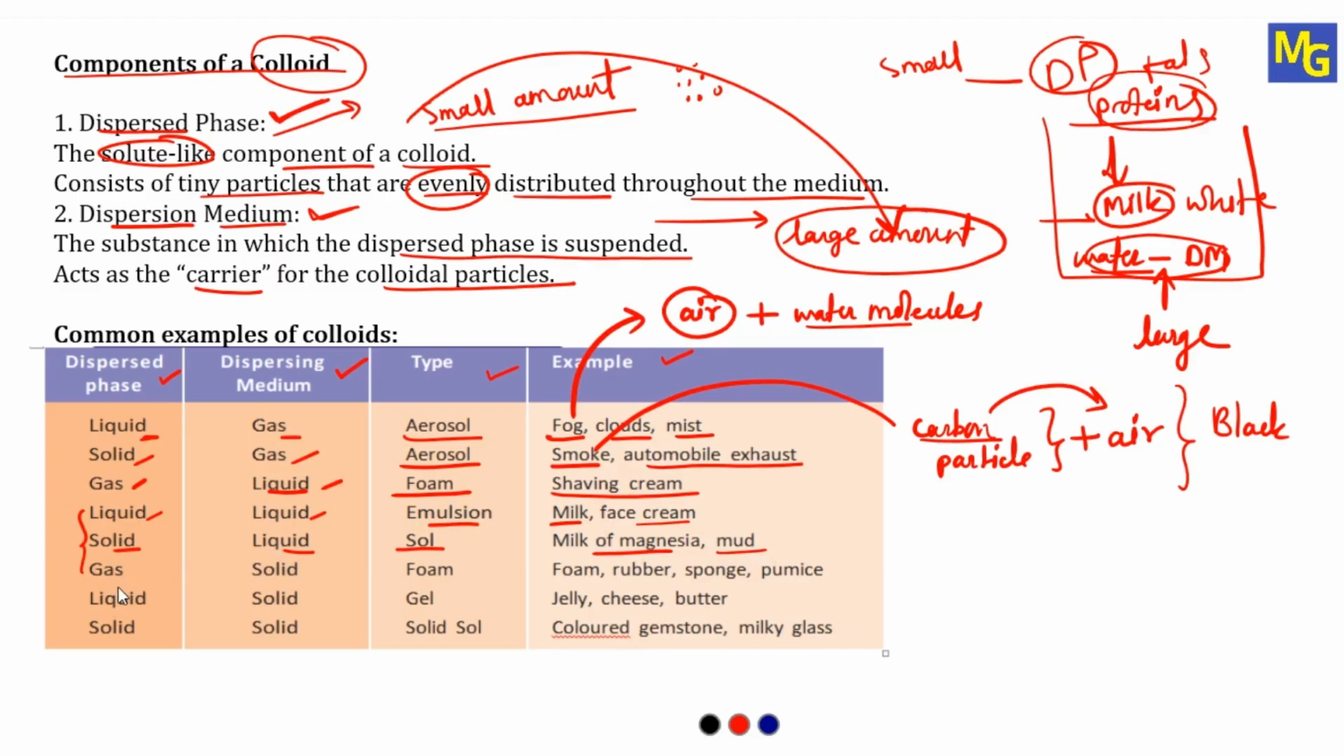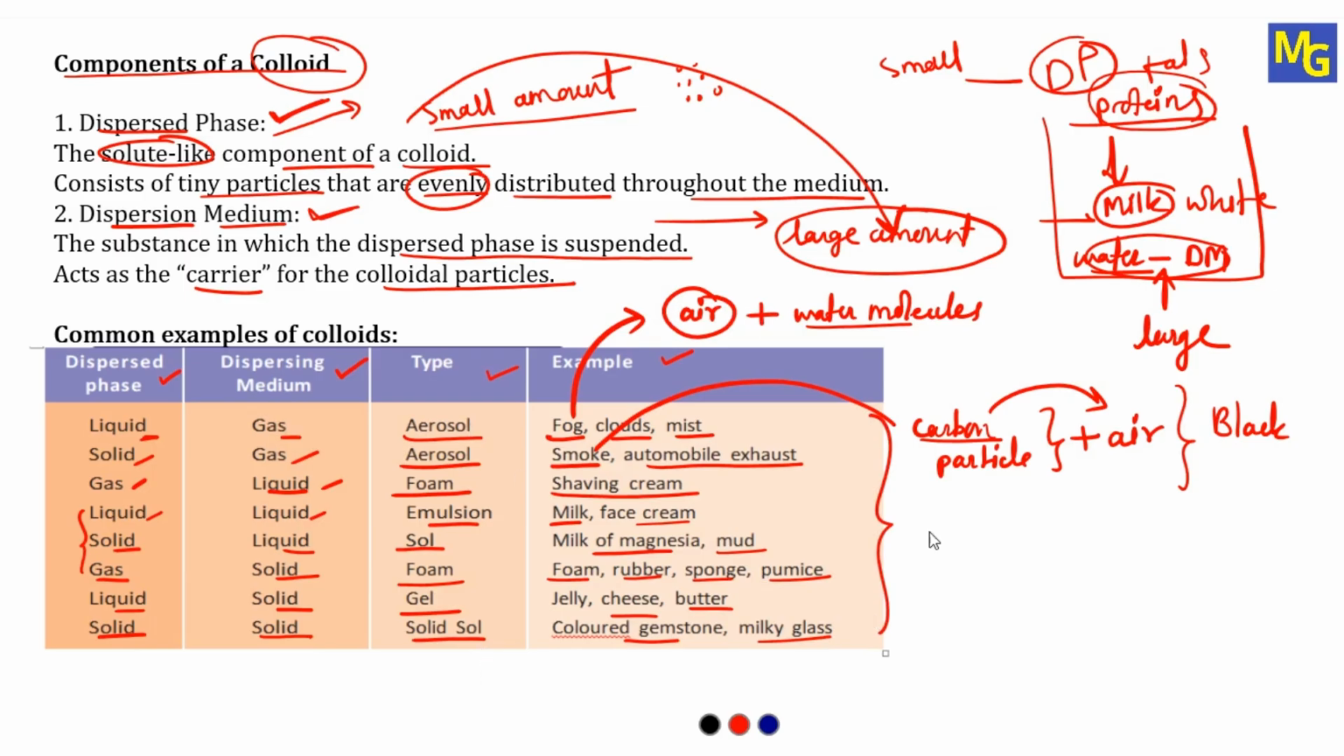Then if the phase is gas and the medium is solid, then also it is called foam. Examples are foam rubber, sponge, pumice, etc. If the phase is liquid and the medium is solid, then it is called gel. Examples: jelly, cheese, butter. These are all examples. If the phase is solid and the medium is also solid, then it is solid sol, and the examples are milky glass or colored gemstones. So these are some examples of different types of colloids.